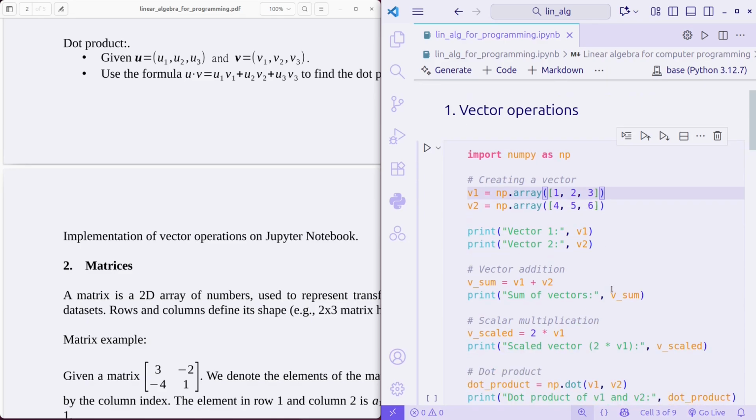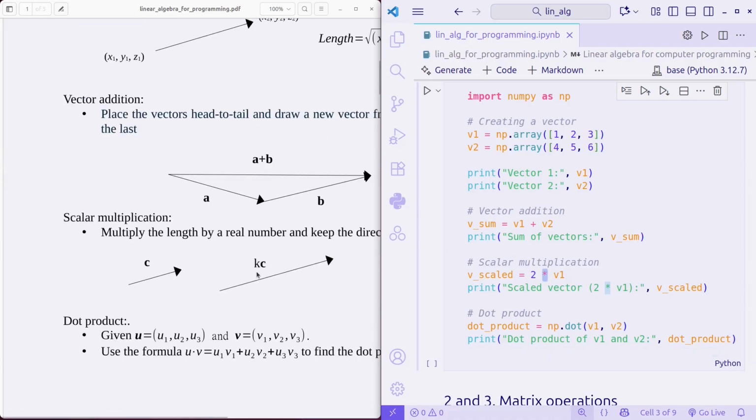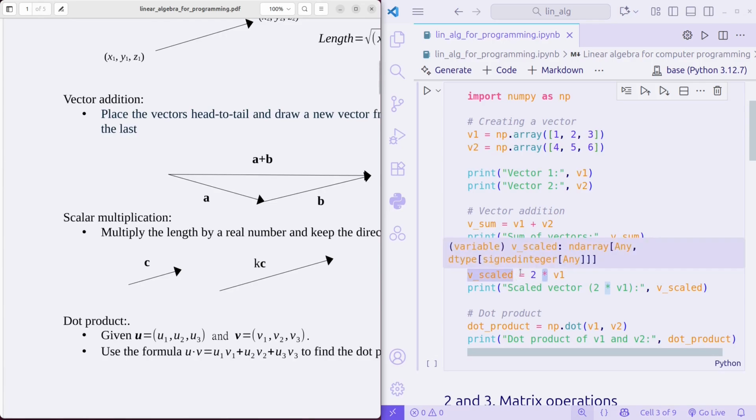And how can I do the addition of the vectors? I can just use an ordinary plus symbol here, so that I'm able to get the sum of the two vectors. And when I want to do the scalar multiplication, I just need a scalar quantity, which is 2 in my case, and we use an asterisk to represent the multiplication. Okay, and then I've used v1, which is a vector, to represent the vector here. So that I'm able to do the scalar multiplication. K is now 2 and C is now v1.